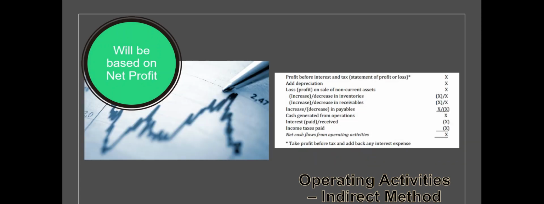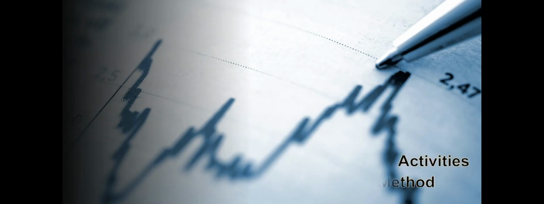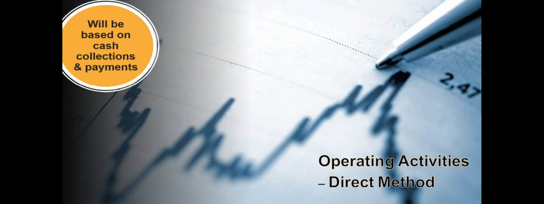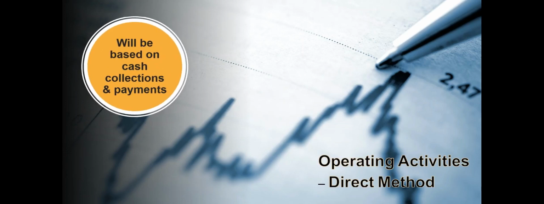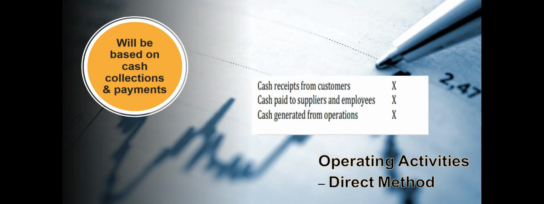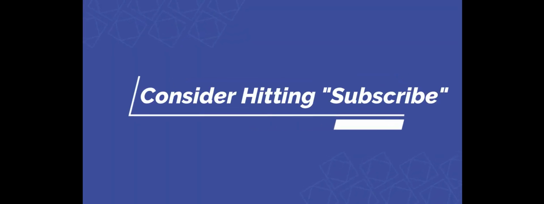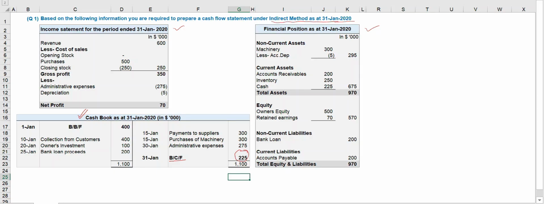Under the direct method, operating activities cash flows will be based on the cash collection from customers, cash payments to suppliers, and cash payments for administrative expenses such as employee salaries, rent, insurance, etc. So these are the major differences between the direct and indirect method when you calculate the cash flow from operating activities. In this video, I am going to focus on the indirect method of preparing a cash flow statement. Now let's move on to the question.